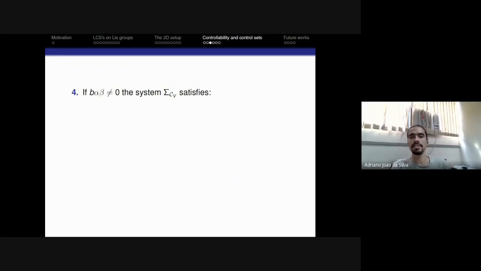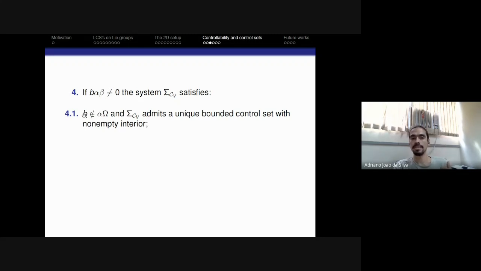And the fourth system was a surprise for us, something we weren't expecting. So again, you have the Lie algebra rank condition here, okay? And the point is that you now have this kind of condition that appeared in the solvable case, relating the eigenvalue of your derivation, the left invariant vector and the control range. So when you have this B, if it's not inside, it's outside. Remember that omega is a closed interval here. So if B is outside your set alpha omega, then you still have a unique control set as in the solvable case, remember, but this control set is bounded.